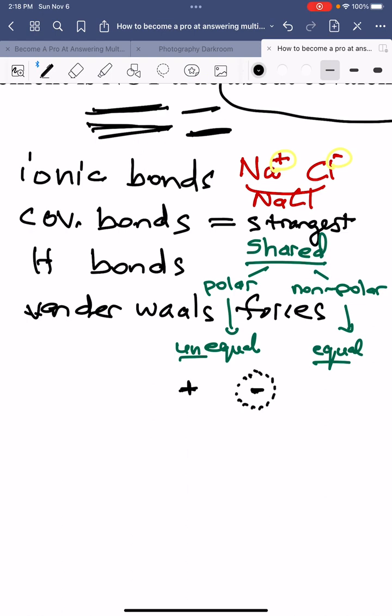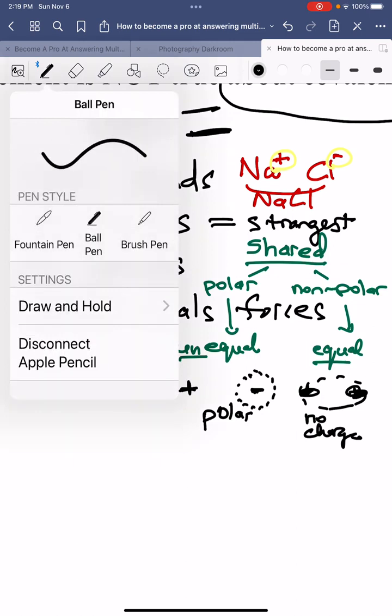So this is what we call a polar scenario. Whereas if there's equal sharing, then the electrons are spending an equal amount of time on either side of the molecule, and the charge there is equaled out, so there's no charge across this molecule. Right, then we move on to hydrogen bonds.